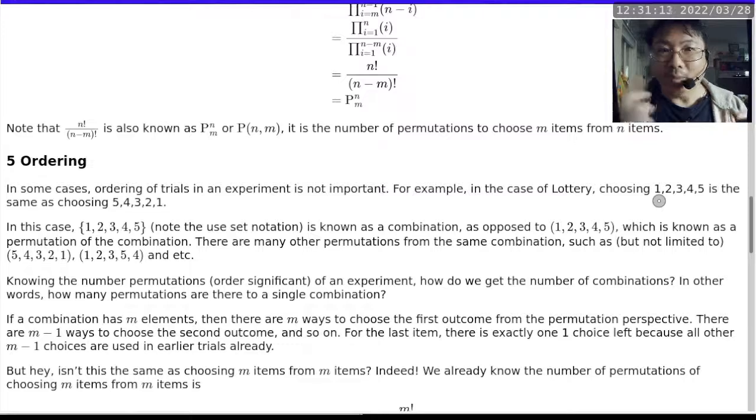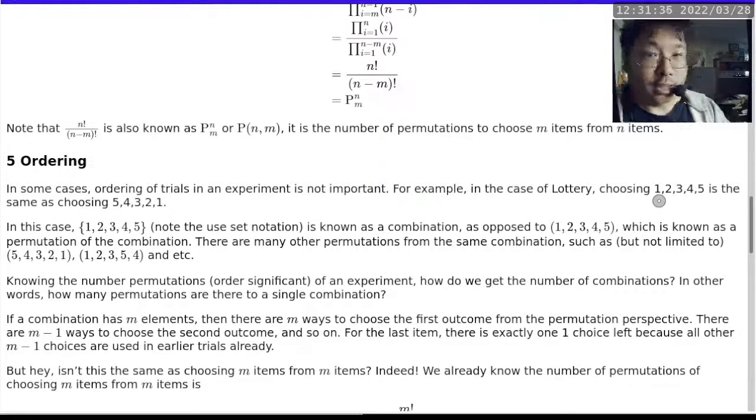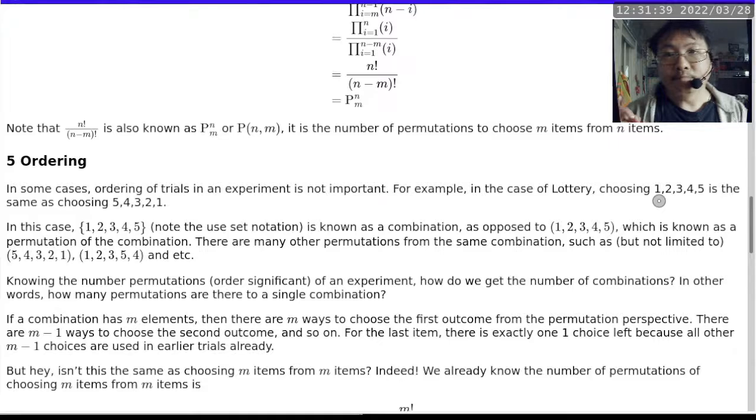Because the first marble, once it's out, you cannot choose again. So the second marble in the sequence, you only have 4 choices. The third one, you only have 3 choices. The fourth one, you only have 2 choices. And then the last one, you don't have a choice. There's only 1 marble left in the bag, and that's it. So Elijah and Chris are both correct. It is 5 factorial, which is 120. So there are 120 permutations for every combination when we want to choose 5 items out of, in this case, 69.